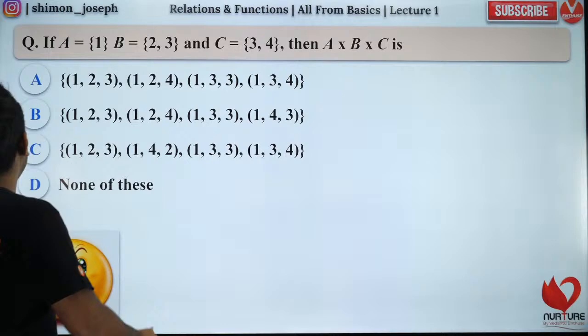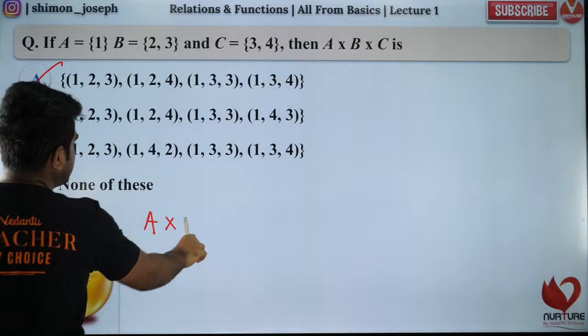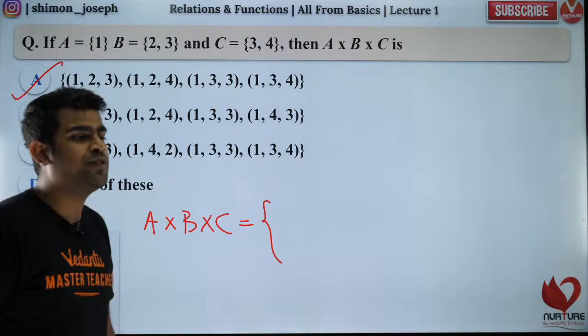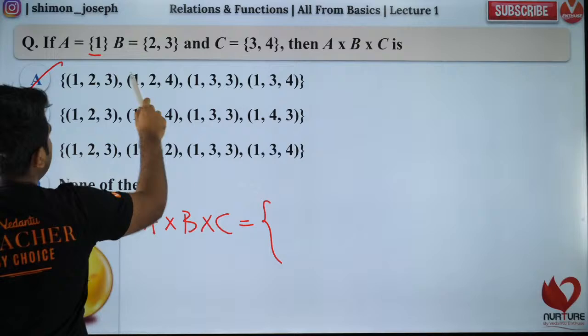Okay, so how do we do it? For all those who are wondering, sir, how, sir, I did not understand, sir, please explain, sir. So I will explain. Listen carefully. Dark Fantasy got it correct. Great. So A cross B cross C means ordered triplet. So start with A.